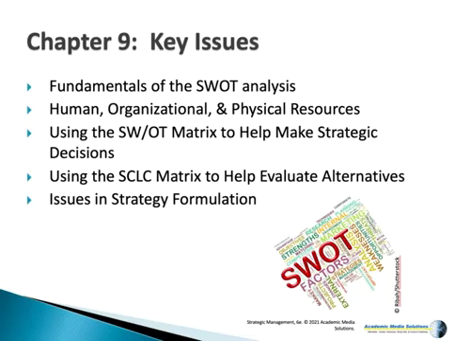So what are the key issues in Chapter 9? We talk about the fundamentals of the SWOT analysis. The SWOT is our primary tool, and if done correctly, can really help an organization make sense of the strategic options available. We talk about resources: human, organizational, and physical resources. And we talk about the SWOT matrix. The SWOT matrix is an extension of the SWOT analysis, and this is a tool that really helps us identify alternatives for strategic decisions. We then introduce the SCLC matrix to help evaluate those alternatives, and we close the chapter with a discussion of issues in strategy formulation.